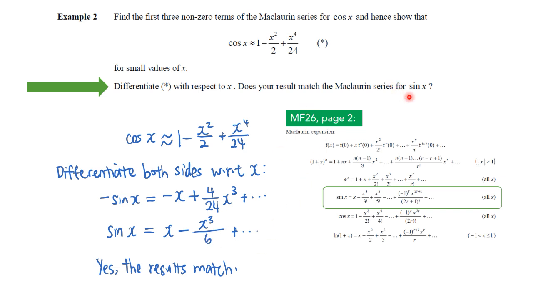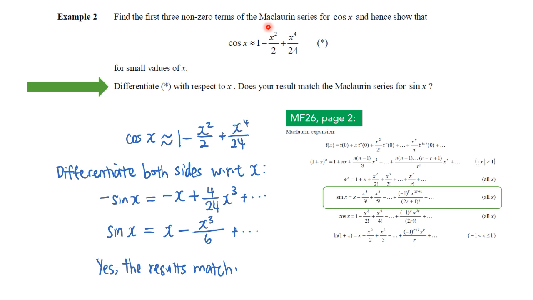which means to say that yes, the results actually match. And this is why the Maclaurin series is useful, because instead of differentiating the function, I can differentiate its approximation and it will still hold. So that has implications on the computing and the generation of solutions for very complicated functions.